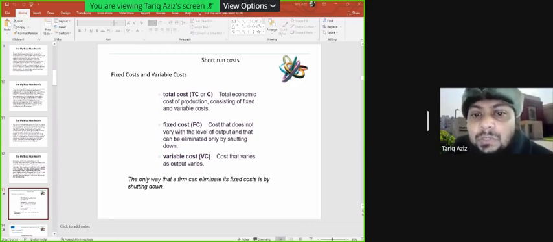And variable cost is the cost that varies as output varies. So if we increase the output, the variable cost also increases. That component of cost is known as variable cost. And if we combine both variable and fixed cost, that gives us the third figure, that is total cost. So total economic cost of production consists of fixed and variable cost.